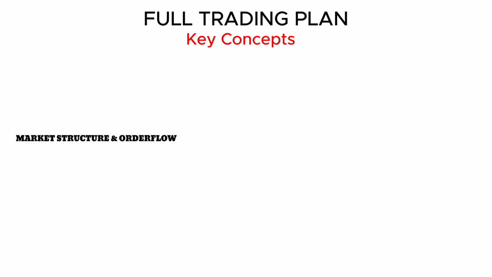The first one is market structure and order flow. This concept will help you identify the trend and how the market moves using fundamental price action knowledge. Things like identifying the swing highs and lows, which helps us identify if a market is in an uptrend, a downtrend, or a consolidation.